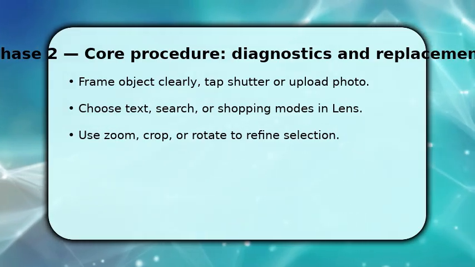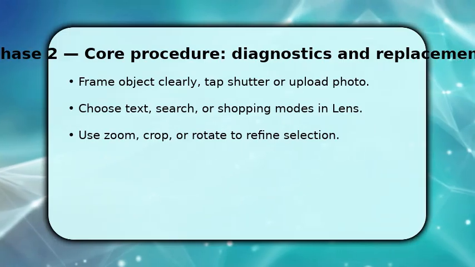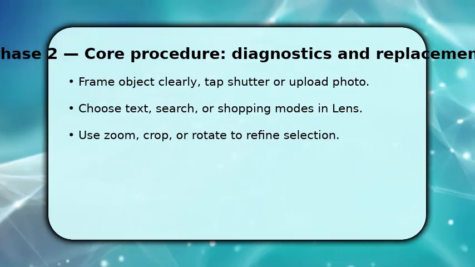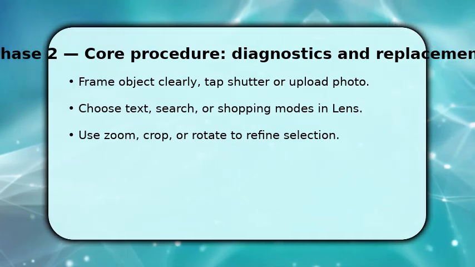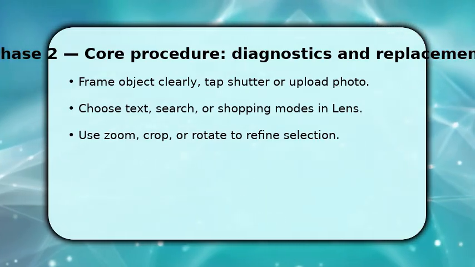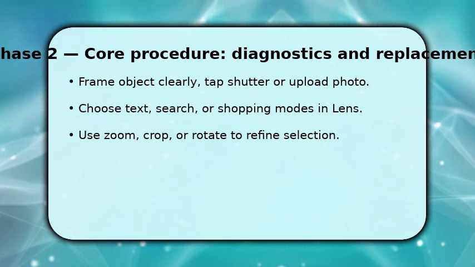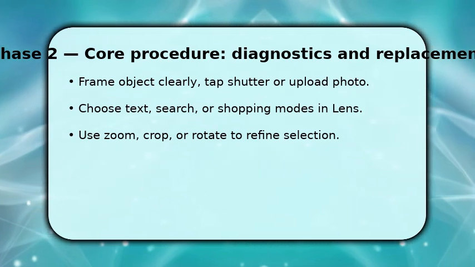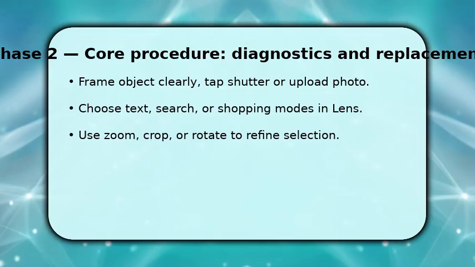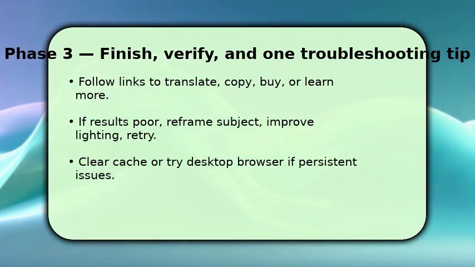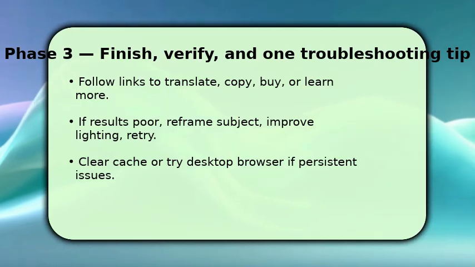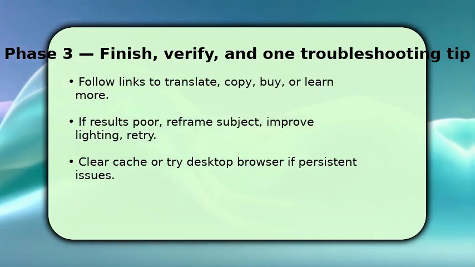Then refine the focus by cropping or zooming into the specific area. This narrows the algorithm's attention and improves accuracy. After selecting a region, tap the suggested results to see pages, translations, or prices, so you can act on what Lens finds. You finish by tapping the best result and following the link to translate text, copy content, or open product pages. This completes the task without installing an app.